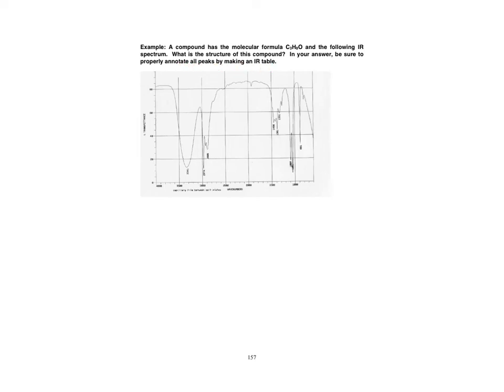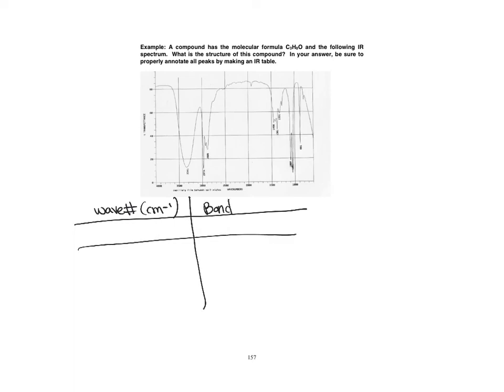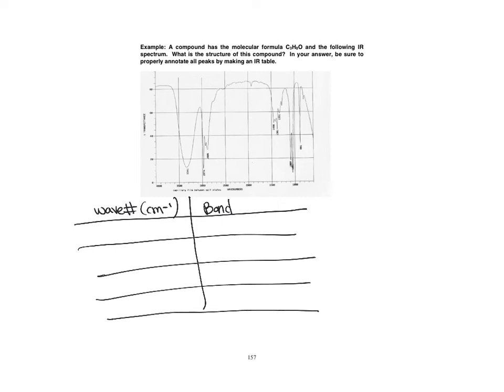So I'm going to show you how to make an IR table because we will be doing that in our lab reports. So you need to have the wave number, and that's in inverse centimeters for your units. And you need to write out the bond that's responsible for it and be prepared to have several entries. So in a lab report, you'd enter it as a table.